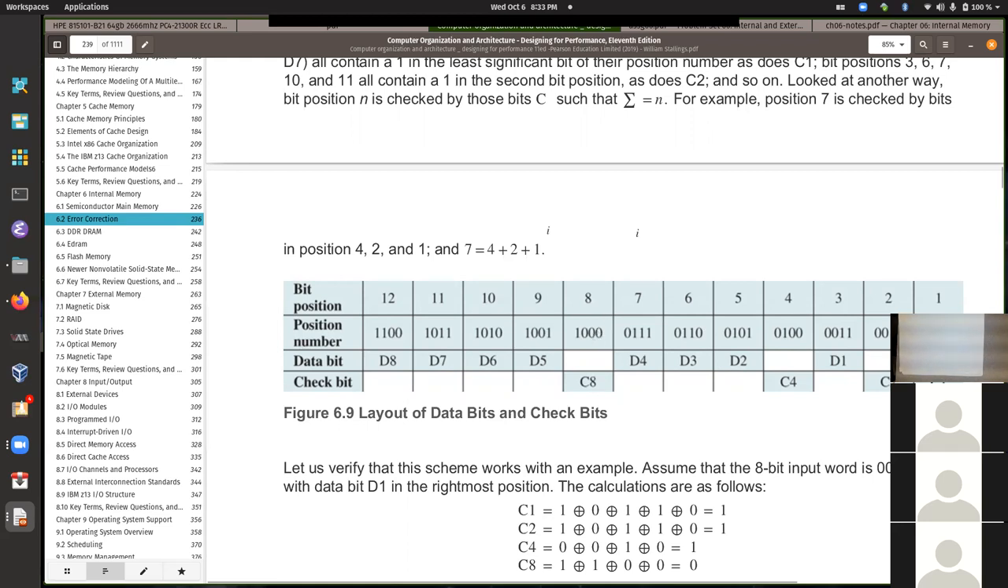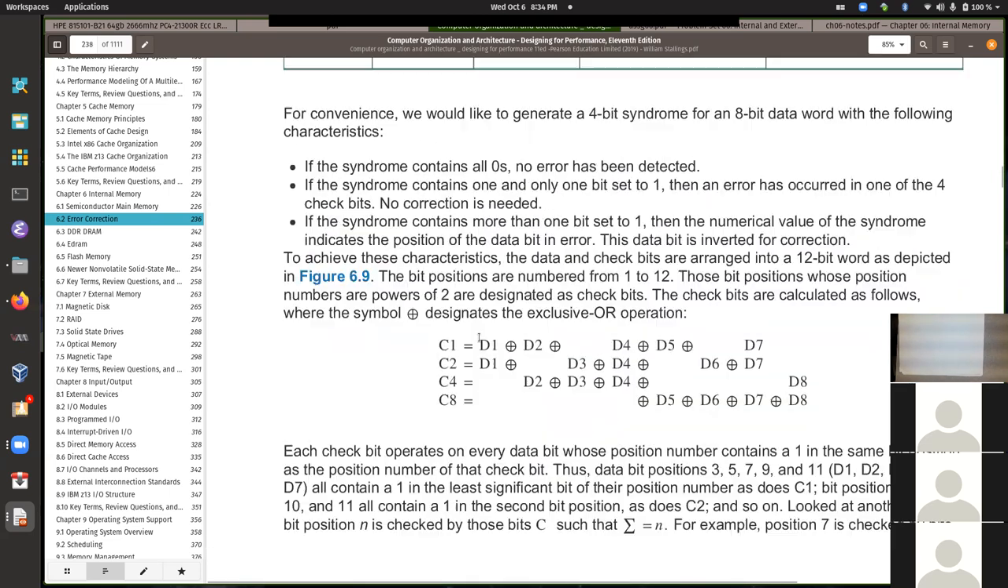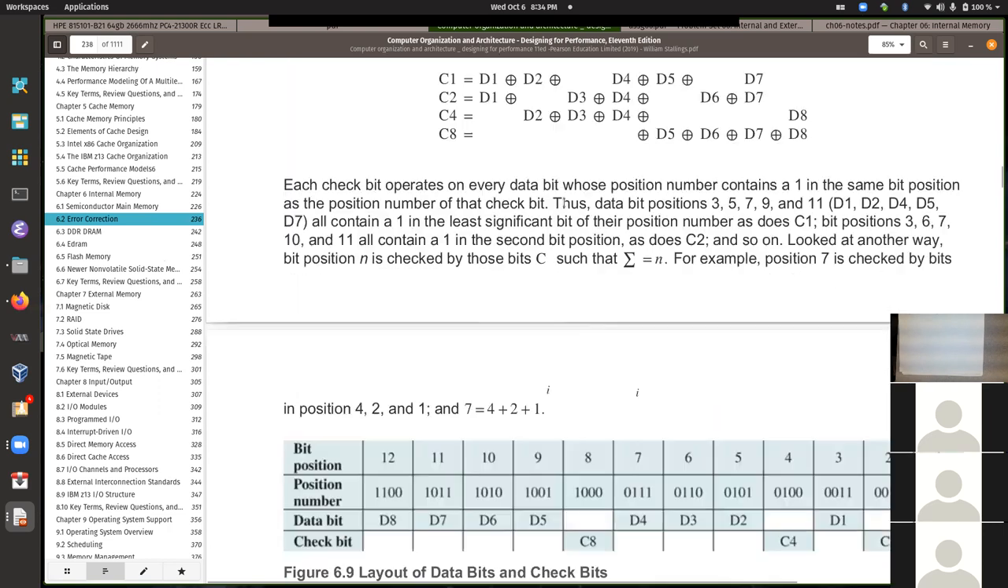And our check bit one is only going to be XORing those bits whose position numbers have a one in their position number. So that's going to be position 3, position 5, position 7, position 9, and position 11. Right. So that should correspond here if I did it right.